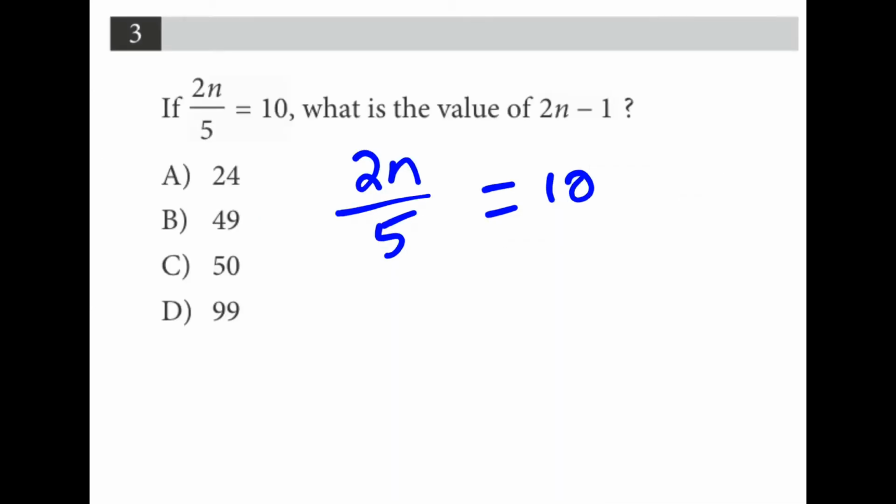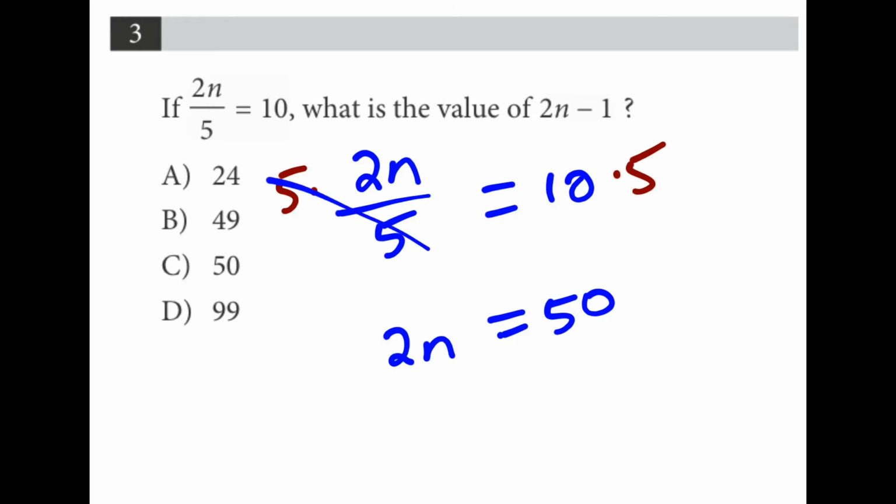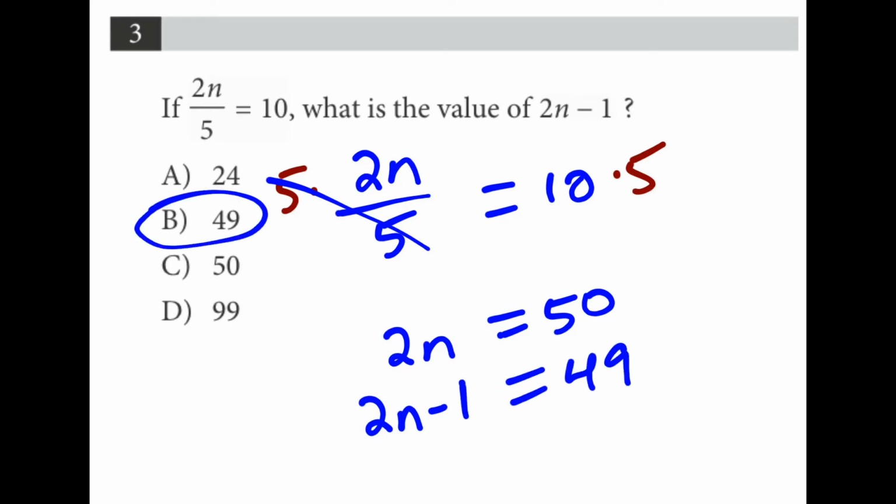So here in 3, the first thing we do is multiply both sides by 5, and we see that 2n is equal to 50, and we can just subtract 1 from both sides. So we see 2n minus 1 is equal to 49. B.